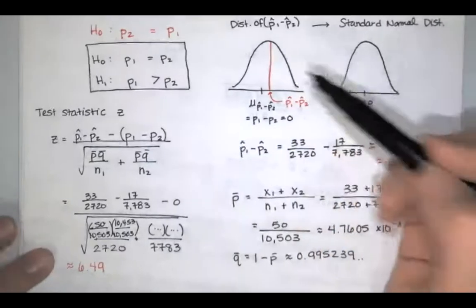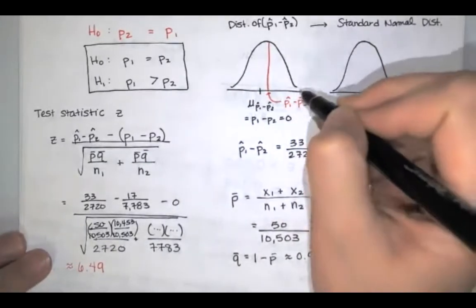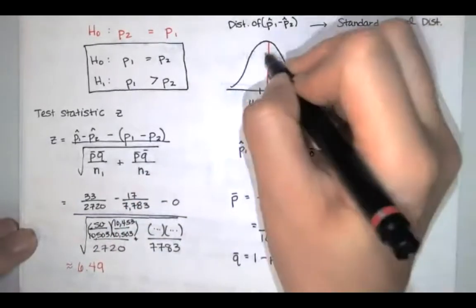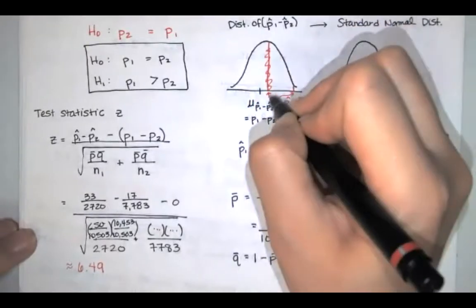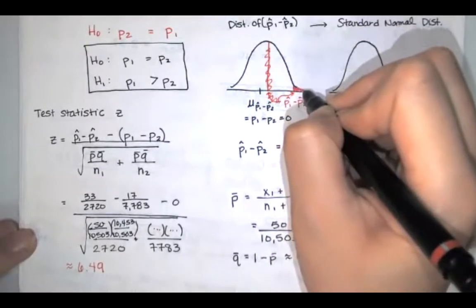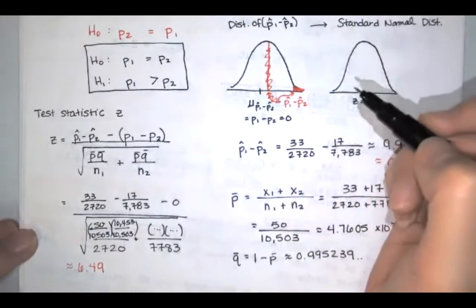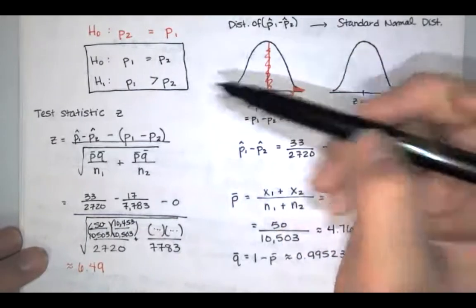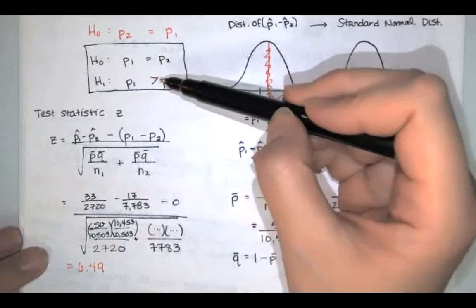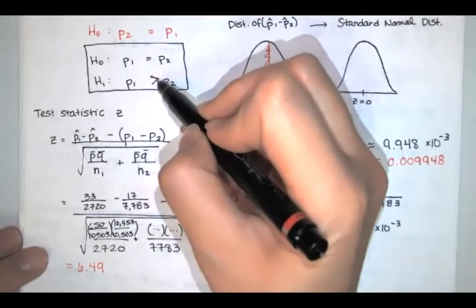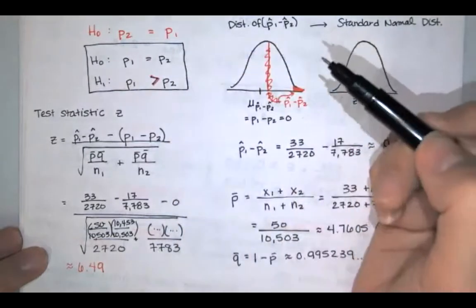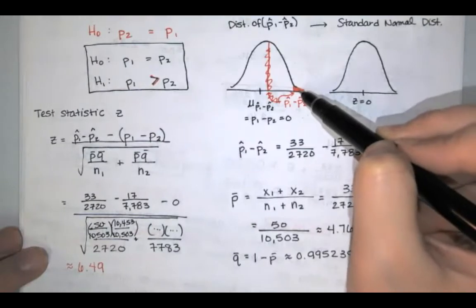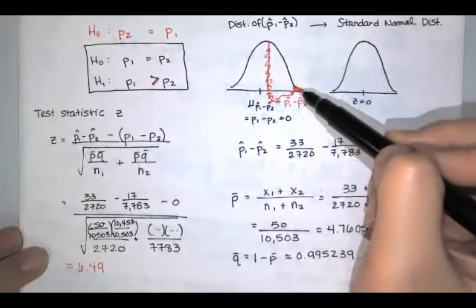So this picture that I drew is grossly not to scale. P1 hat minus P2 hat is actually 6.49 standard deviations above the mean. So I'm just going to draw it over here. See, that one's wrong. Maybe it's closer to that. And the p-value is related to this area in the tail. Now, in order to decide if that's the p-value, we have to look at the alternative hypothesis. Since the alternative hypothesis involves a greater than sign, which kind of looks like an arrow pointing to the right, we know this is a right-tailed test. So that means the p-value actually is this area in the right tail. If that was a not equal to sign, we'd have to find the area in the right tail and then double it.